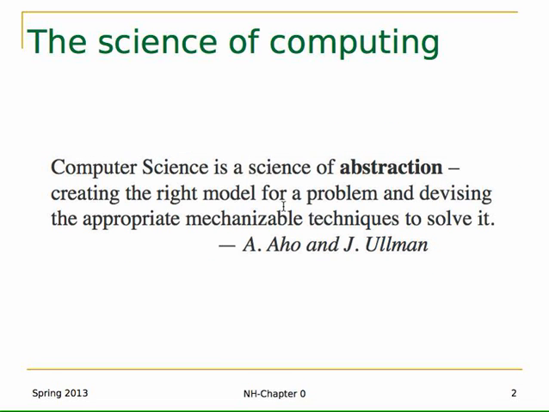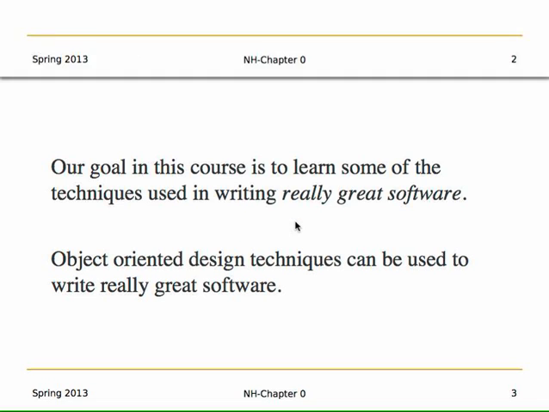So let's take a quick look at some of the terms. One thing that you want to get familiar with is abstraction. And actually, computer science as a whole is a science of abstraction, that is creating the right model for a problem and devising the appropriate mechanizable techniques to solve it. That is, come up with the right way of looking at solving a problem and then set up, let's say, the classes and methods to solve that problem, or the algorithms, I guess you could say that.